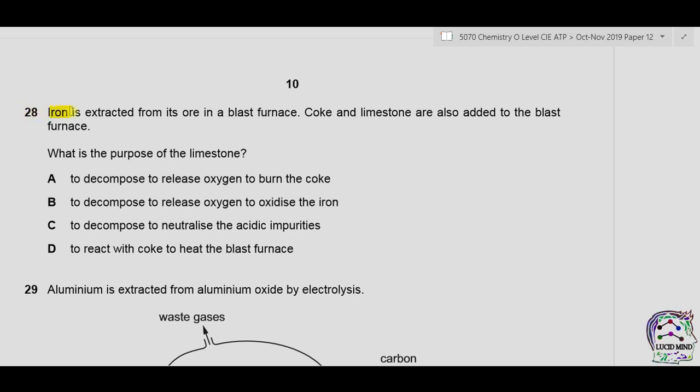Question 28. Iron is extracted from its ore in a blast furnace. Coke and limestone are also added to the blast furnace. What is the purpose of the limestone? Now coke is pure carbon and limestone is calcium carbonate. Calcium carbonate is added in the blast furnace as it decomposes into calcium oxide and forms carbon dioxide gas.